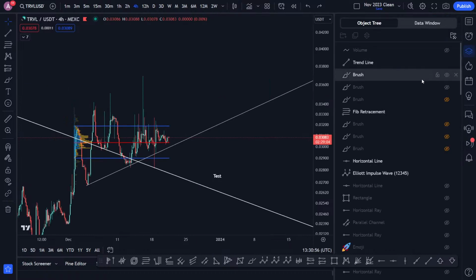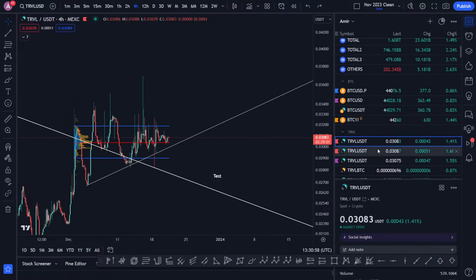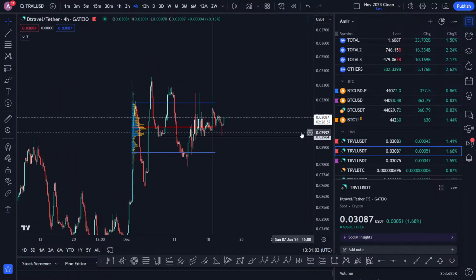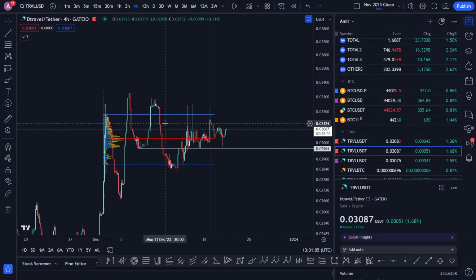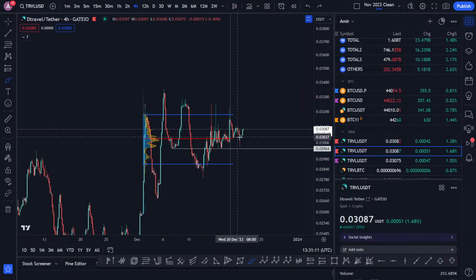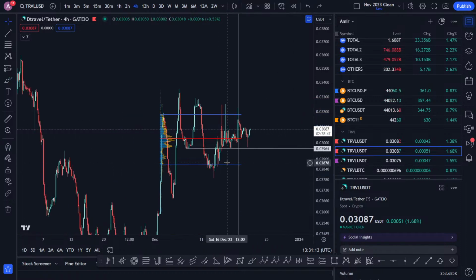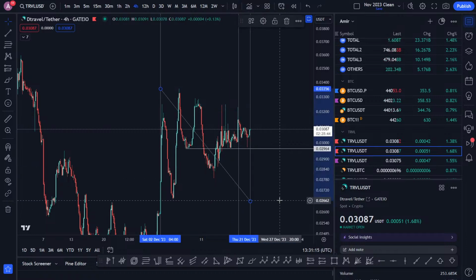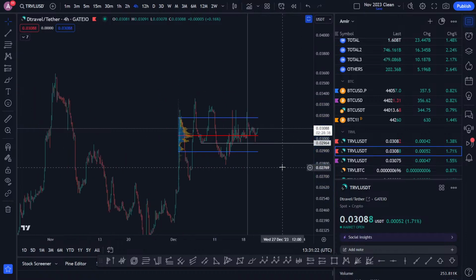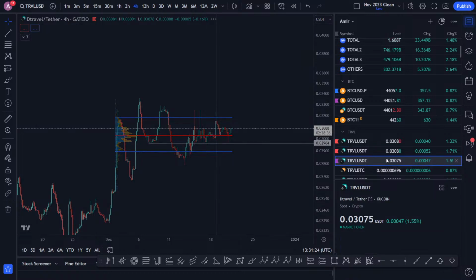It only matches on MEX. On Gate, it's a different story. On MEX, it kind of looks like Head and Shoulders. Gate is the other high volume exchange. Nothing really, it's hard to tell.